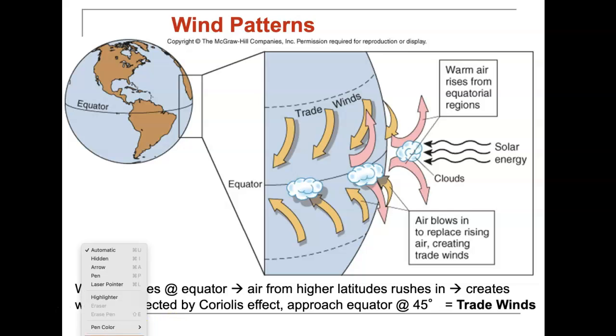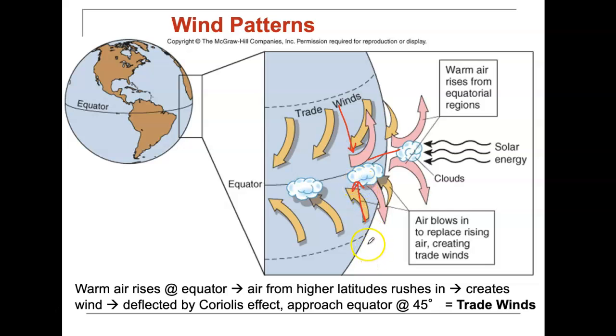Like a pen. I'm going to do it in red here. So as it rises up, that air is moving up and rising up, it leaves this kind of void here. So it's going to suck air in from the higher and lower latitudes. But it's not going to come straight in.